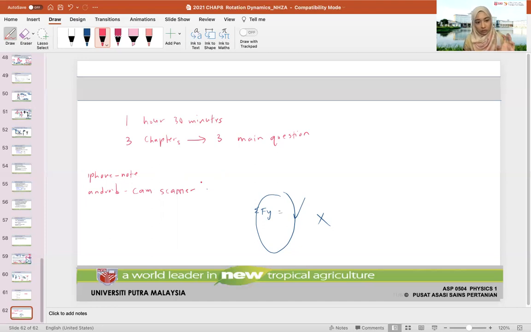What else? So scanning, uploading to Putra Blast, PDF only. You can use an iPad.